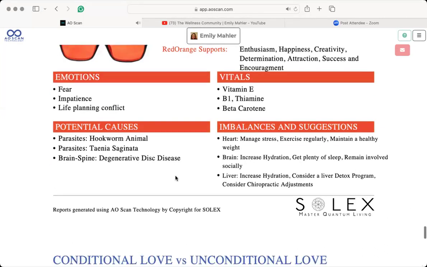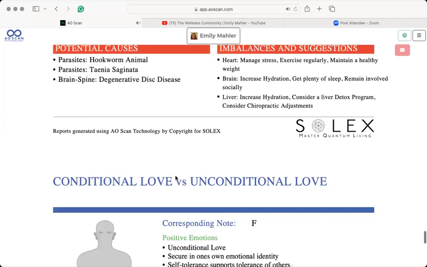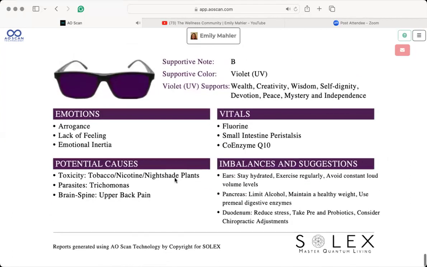There's another brain spine. So I know I have a lot of stuff going on in my back. And this last one here, there's some toxicity to tobacco, nicotine, and nightshade plants. If I've not been smoking, which I don't, if I've not been around someone who smokes, which I don't believe I have, it could be air quality. But the nightshade plants aspect could be the key here.